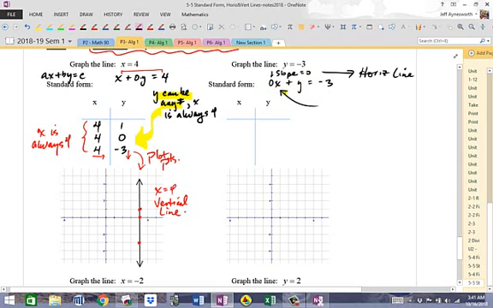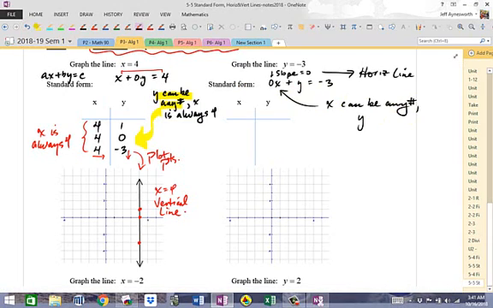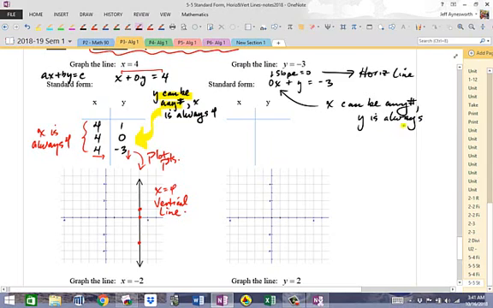So x can be any number. Okay, y is always equal to negative 3. All right, so pick any value for x. How about 0, and then y is negative 3. x can be 1, but y is always negative 3. x can be 5, but y is always negative 3.